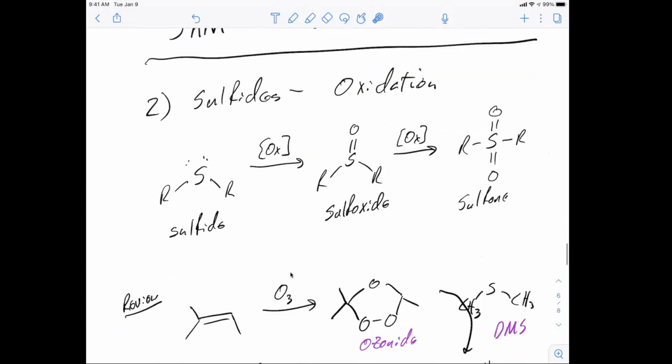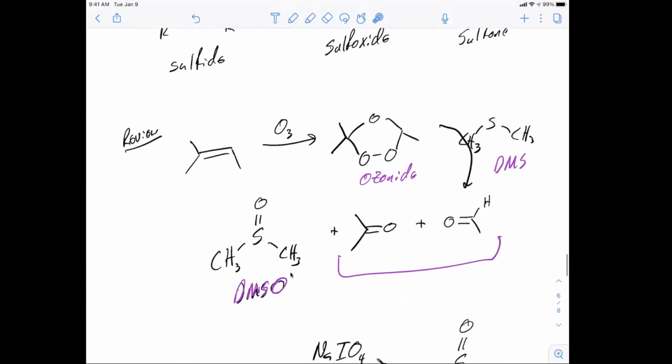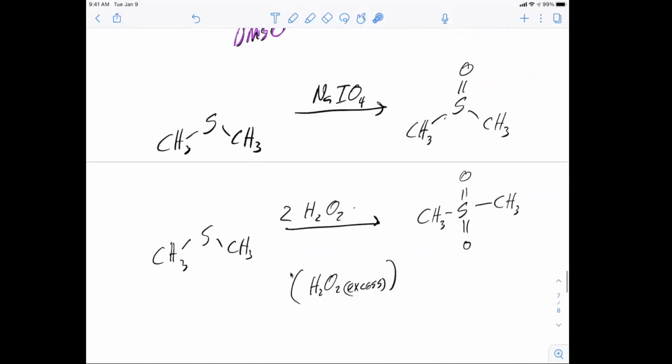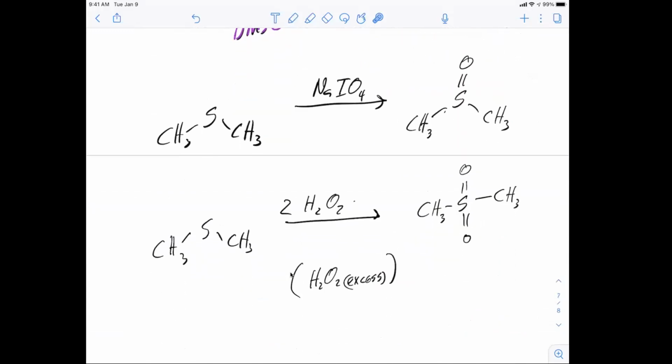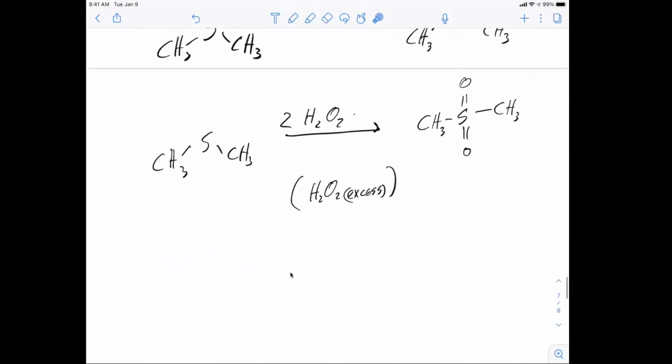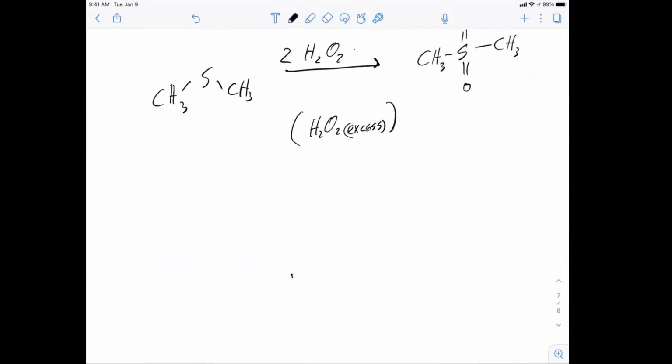So there's two stages up from sulfide. We go to sulfoxide and sulfone. And then we've seen this once before. And then the two reagents: the sodium periodate creates the sulfoxide, and the hydrogen peroxide can create the sulfone. Okay, in the chapter, it then gets into synthesis strategies.